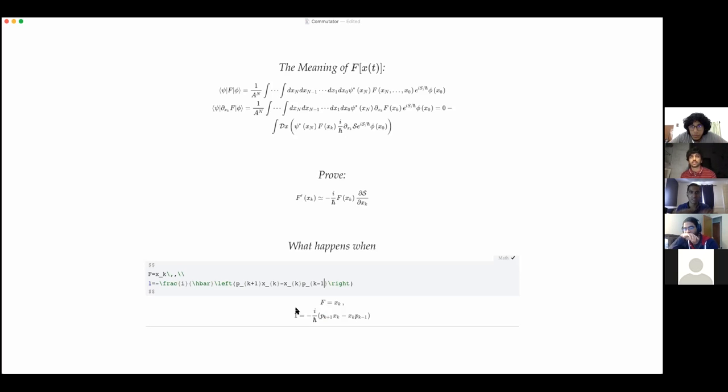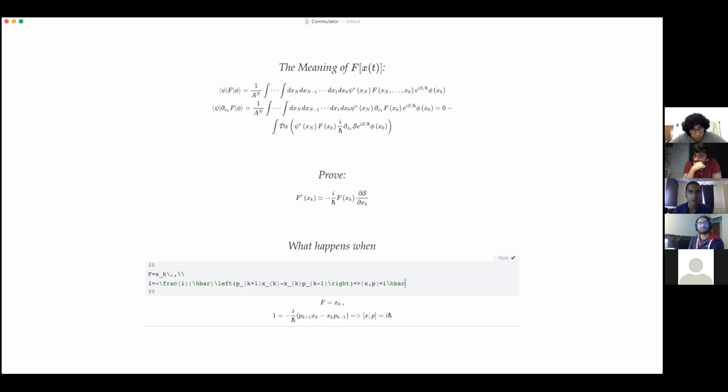So if it's going to appear in the path integral, then you can't have x_k after p_{k+1}. It has to be in this order, and vice versa. So this is basically the commutation relation. That's the commutator, exactly. So this implies that, oh wait, is this i or minus i? I don't know, but let's see. It's i h bar. Good.